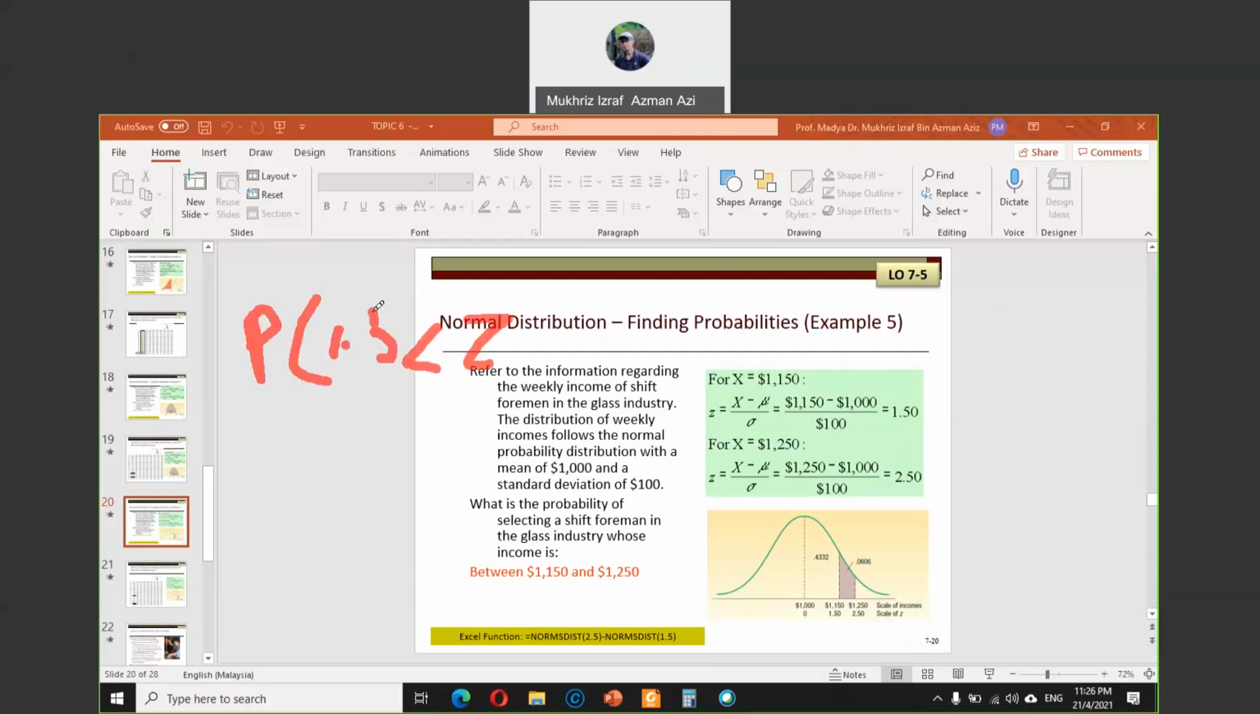Okay, 1.5. The other Z will be 2.5. So both of the Z are in the positive region. As what you see here, 1.5 to 2.5. The area that you are interested to find is just this small area, meaning just between the two positive areas.